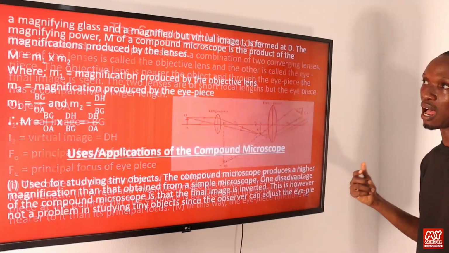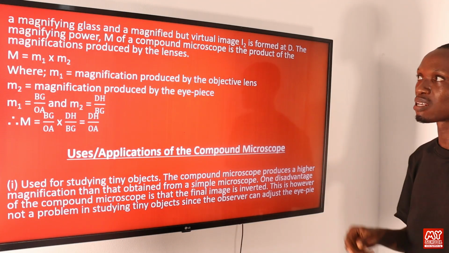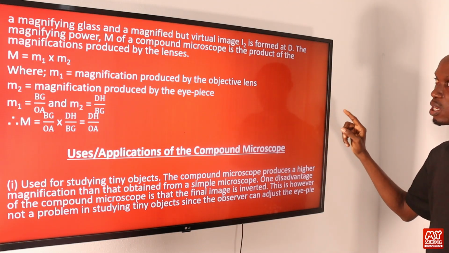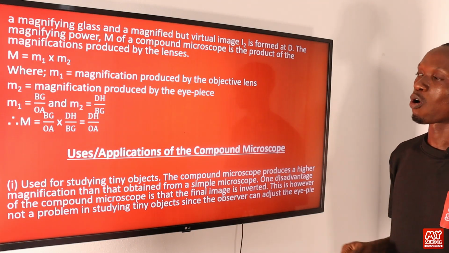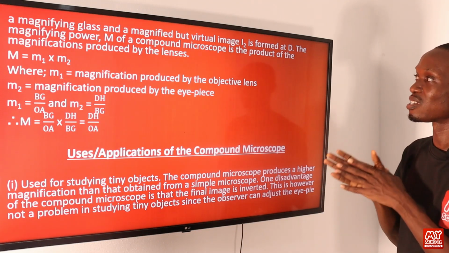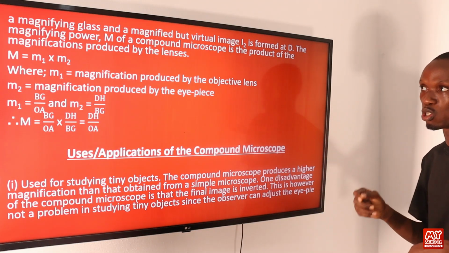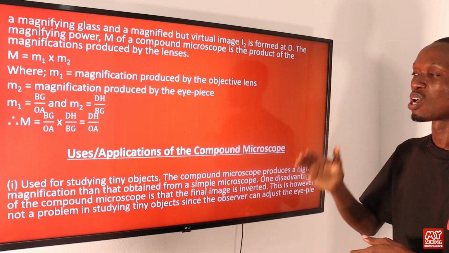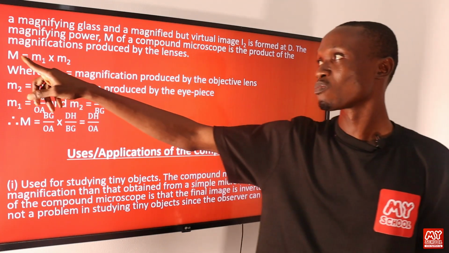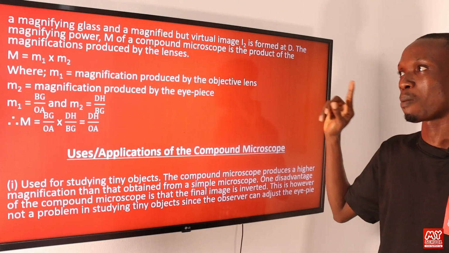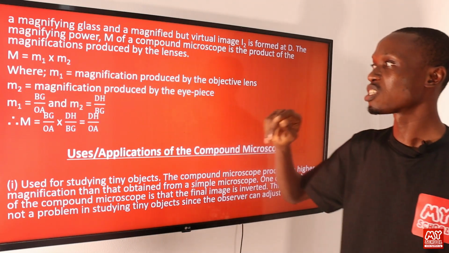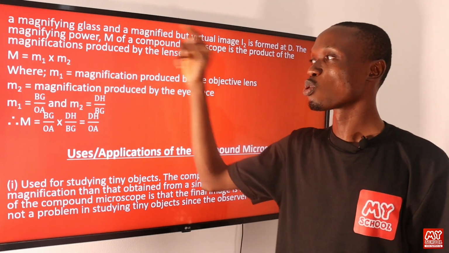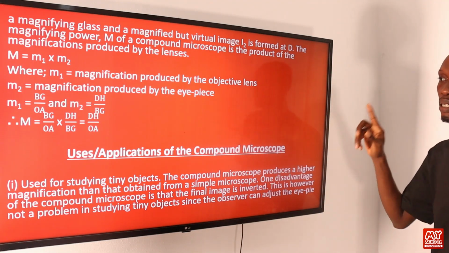In this way, the eyepiece functions as a magnifying glass, and the magnified but virtual image I2 is formed at D. Okay, so the magnifying power M of a compound microscope, this is very important, is just the product of the magnification produced by the two lenses. So the two lenses here are the objective and the eyepiece. So that M, which stands for the magnifying power of the compound microscope, is equal to M1, which is the magnification produced by the objective lens, times M2, which is the magnification produced by the eyepiece.